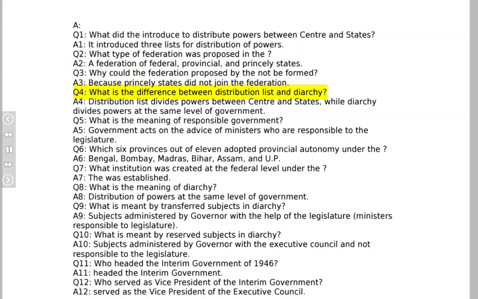Q4. What is the difference between distribution list and diarchy? A4. Distribution list divides powers between center and states, while diarchy divides powers at the same level of government. Q5. What is the meaning of responsible government? A5. Government acts on the advice of ministers who are responsible to the legislature. Q6. Which 6 provinces out of 11 adopted provincial autonomy under The? A6. Bengal, Bombay, Madras, Bihar, Assam, and UP.